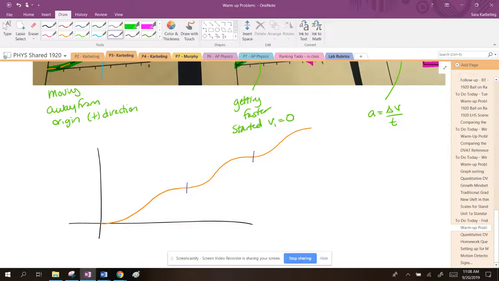Making sense? So this is literally what your motion graph looked like on the way to school. Probably. If you can think of a reason not, let me know. But that seems to make sense to me. All right. Questions on this before we move on?